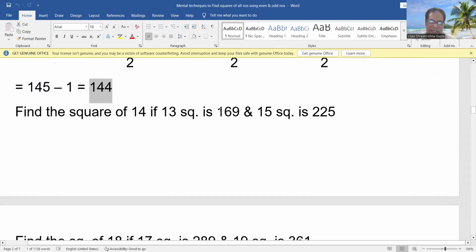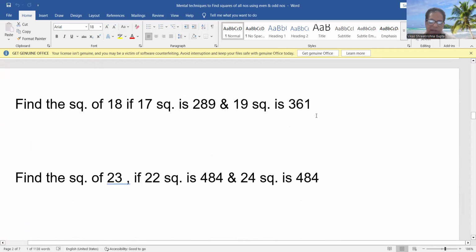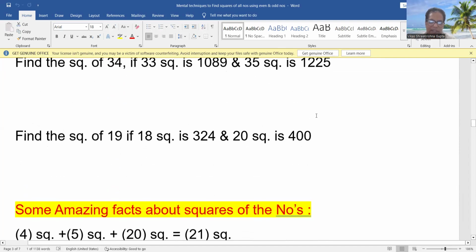I add 169 plus 225. I add both of them and divide by 2. Then what will I get? I subtract 1 and I get the answer as 197 minus 1, that is 196. Right? So this way I get the answer. In this way you can find all the answers.